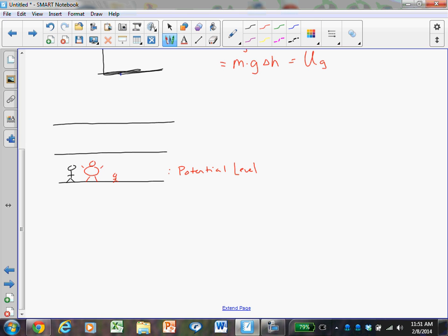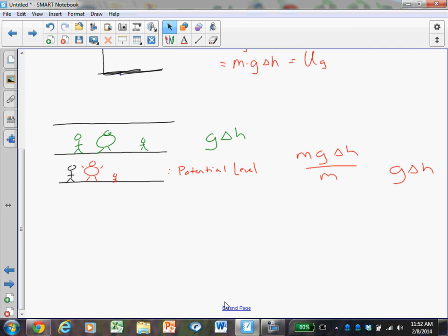It's that level, their potential energy divided by their mass, or just g delta H. So everybody on that level has the same g delta H, whereas everybody up here, despite their different masses, has a different g delta H. We call those potential surfaces. We'll come back to this when we talk about electricity.